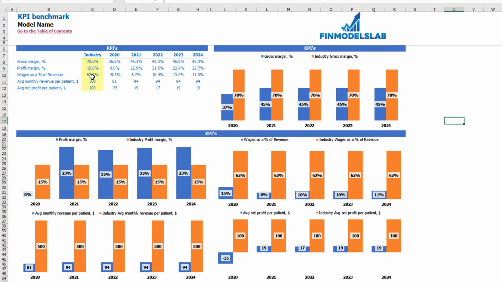For example, profit margin is 15%, which is also changed on this chart. And you can also change wages as a percentage of revenue, your average revenue per patient, and your average net profit per patient. All these values are calculated by years depending on the inputs and drivers in your model, and you may see the graphical information on the charts which show you your KPIs or your metrics based on model and industry metrics.